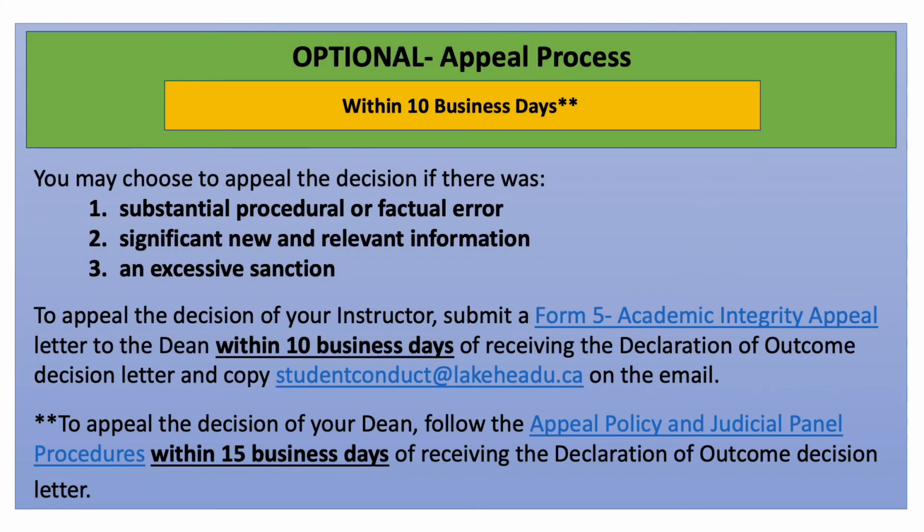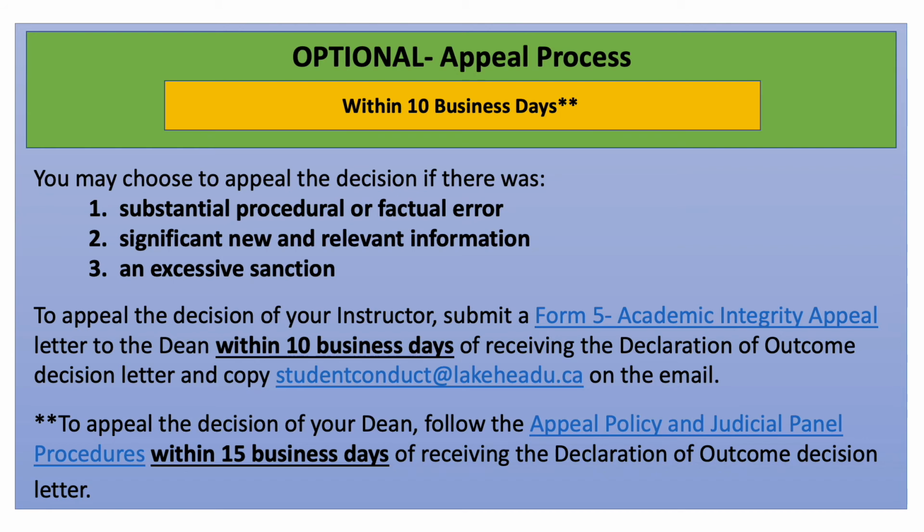The last thing worth mentioning is related to appeals. If there was a substantial procedural or factual error, if there is significant new or relevant information that was not considered in the original decision, or if you received an excessive sanction, then you can choose to submit an appeal if one of these grounds has been met.